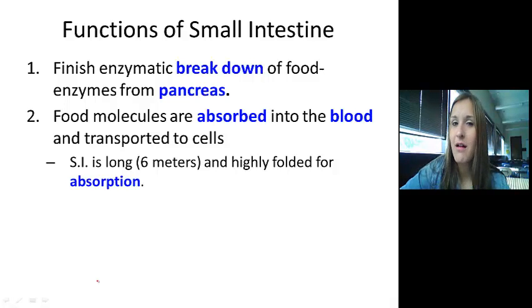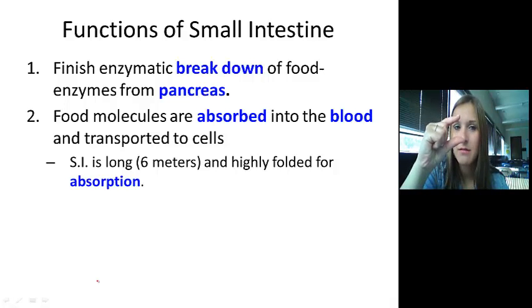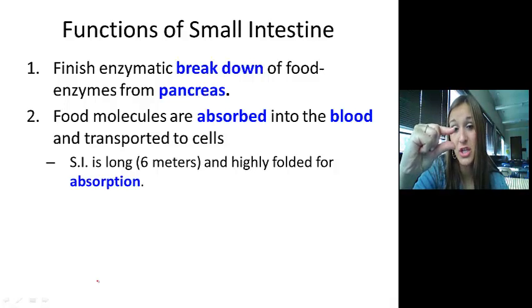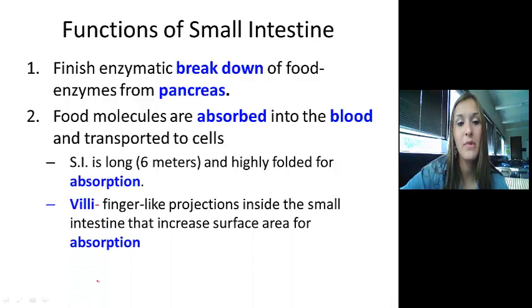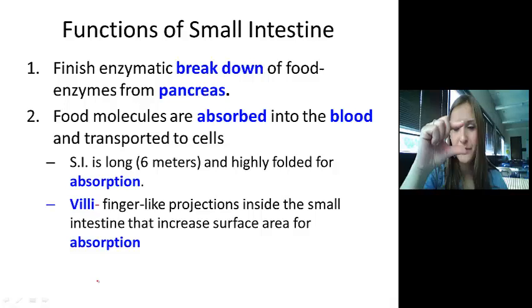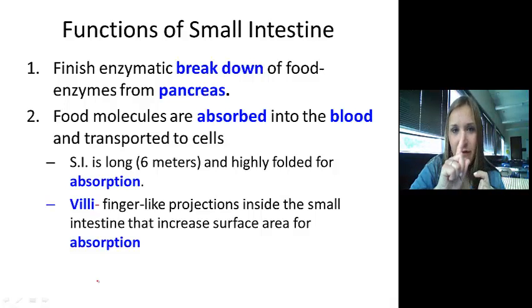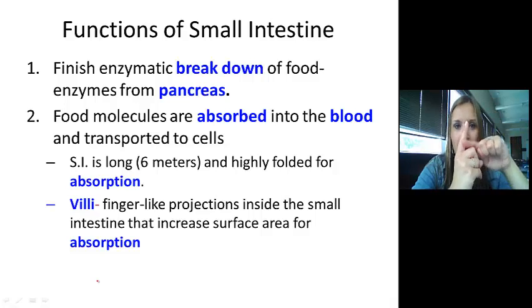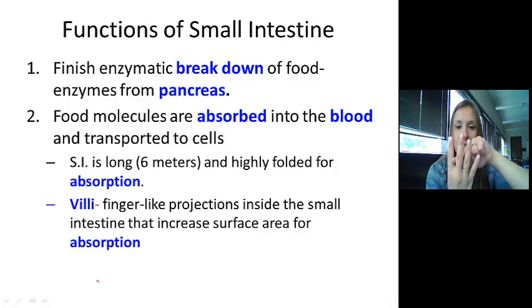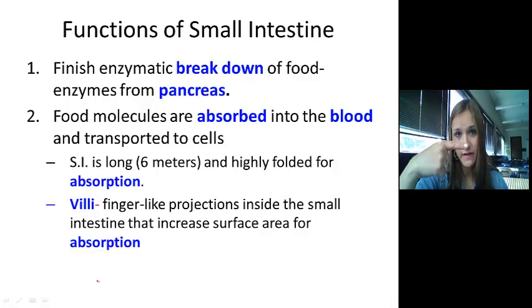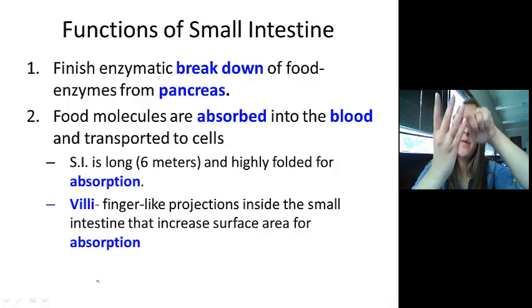And the reason why it's called small is not because it's short, it's really, really long, but because it's really thin compared to the large intestine. What's really cool about the small intestine is because it's so long and so thin, if you looked into the surface, the inside of the small intestine, you would see these little finger-like projections. And the reason why we have these little finger-like projections is so that we have more surface area, so food can be absorbed here and here and here, instead of just having a flat surface like this. There's more areas for nutrients to come in to the blood.